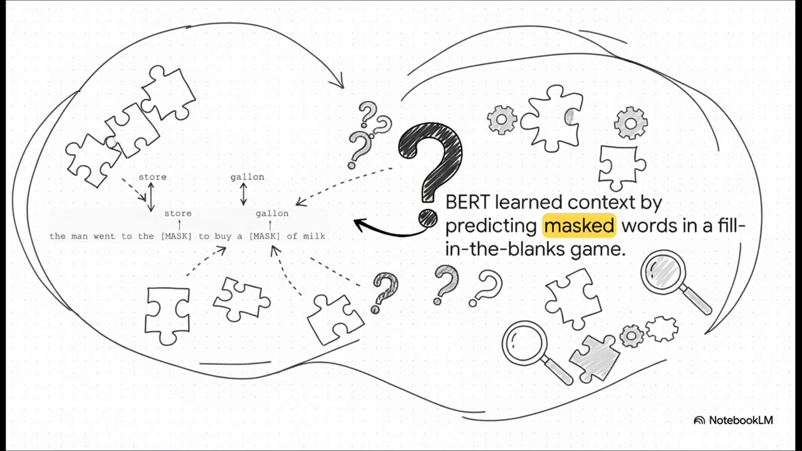So how did it learn this trick? Well, it was through this super clever training method that's basically a giant game of fill in the blanks. I'm talking billions of sentences where a word was randomly blanked out, or masked, and BERT's only job was to figure out the missing word. Now, to get good at that, you have to understand the full context, right? What came before and what came after. And let me tell you, it got really, really good at it.